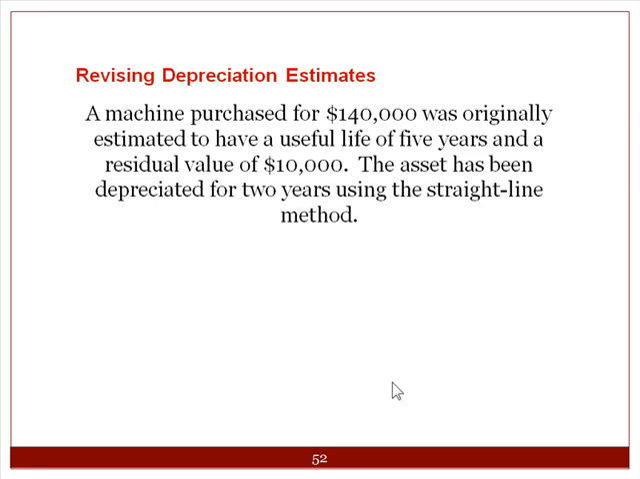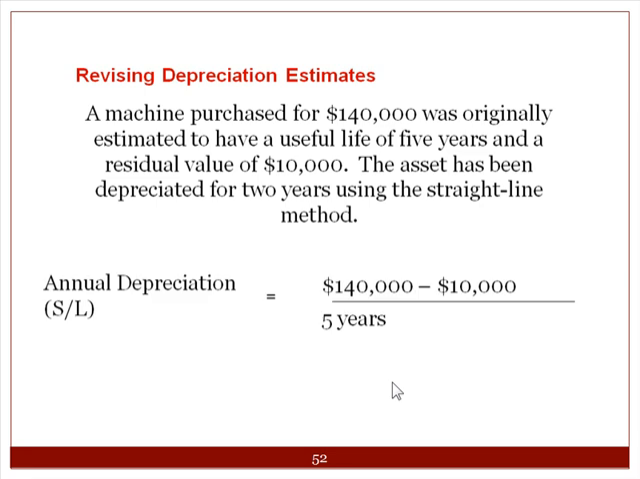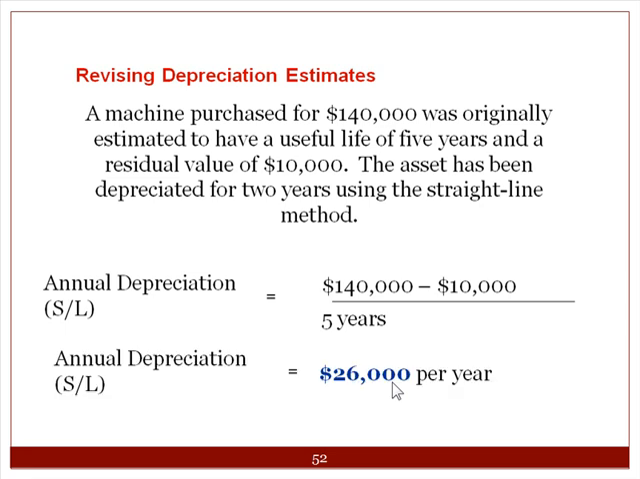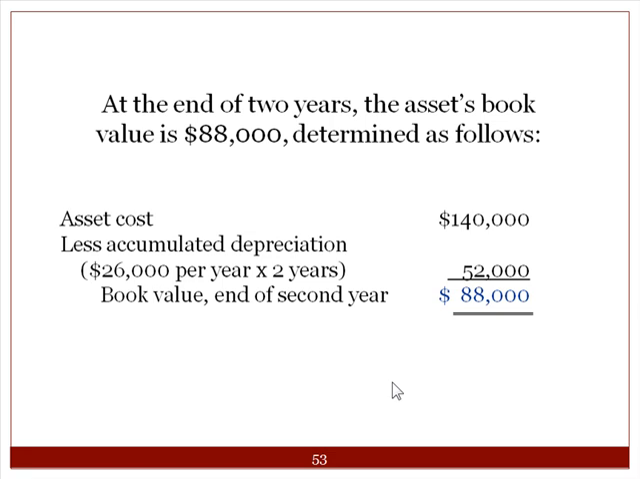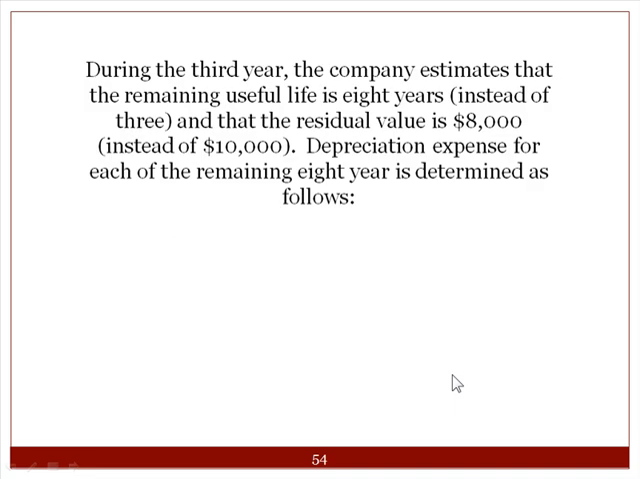If you revise your depreciation estimates, let's say you bought a $140,000 asset with a useful life of 5 years, and the asset had been depreciated for 2 years. So you had your 140 minus your 10 divided by your 5 years, so you had 26,000 per year. After 2 years, you had a book value at the end of the second year of 88,000. Okay? Then all of a sudden, the company decided that it really had an 8-year useful life.